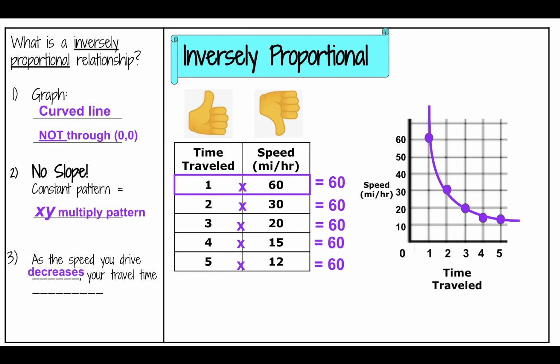It has a curved line. It's not going through the origin. There's no slope. The unit rate is not a consistent rate of change throughout the table of values. Let's go to the examples on the back of our notes.